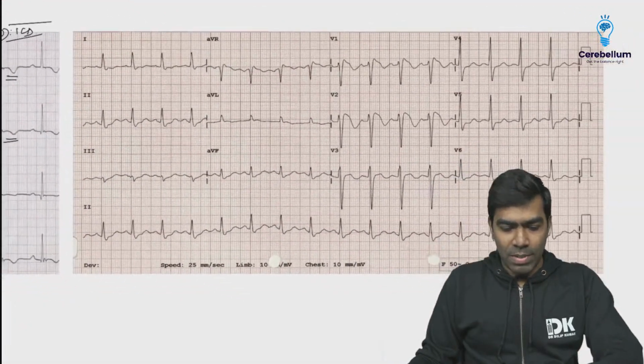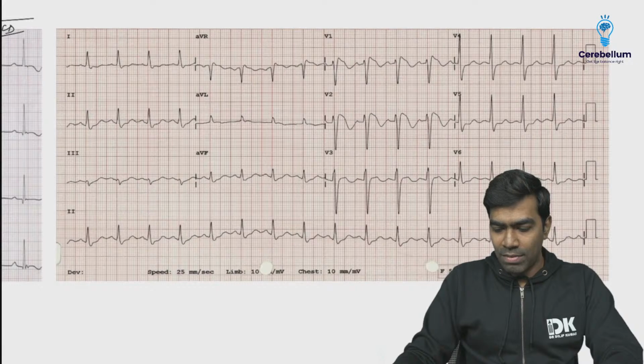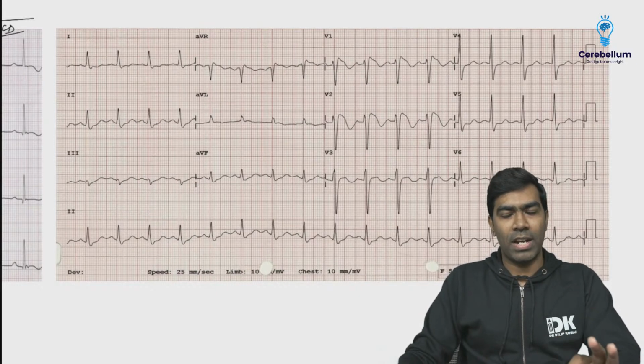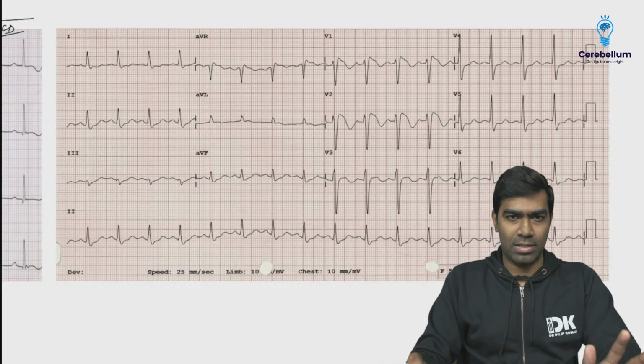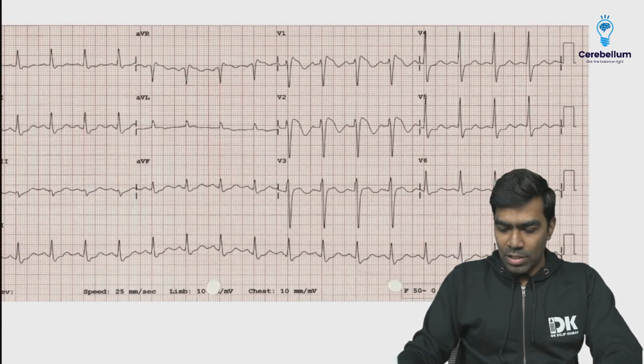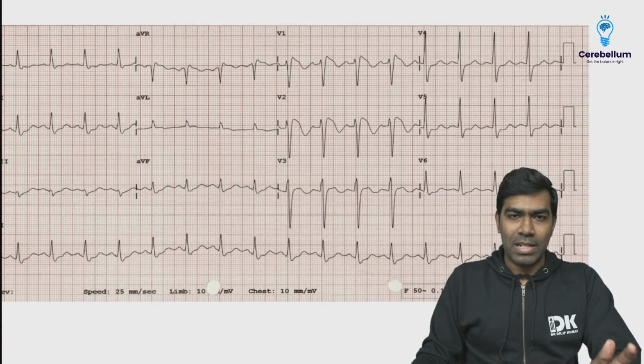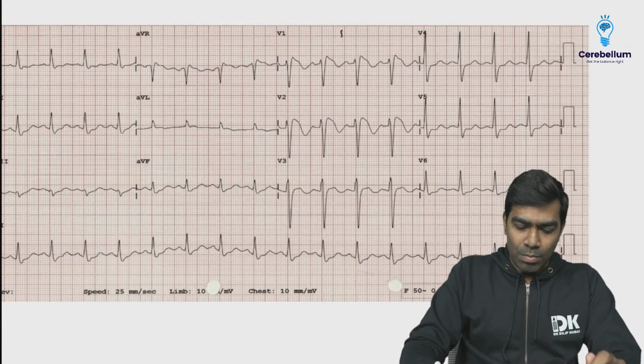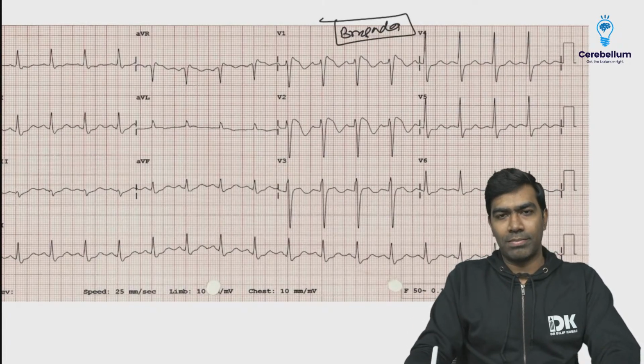T-wave inversion doesn't mean only ischemia, Dr. Soumya. T-wave inversion is a very non-specific finding and it can be seen in many conditions, not just in ischemia. And look at this patient. So what is this patient having? This patient is having Brugada syndrome. This is a Brugada ECG.